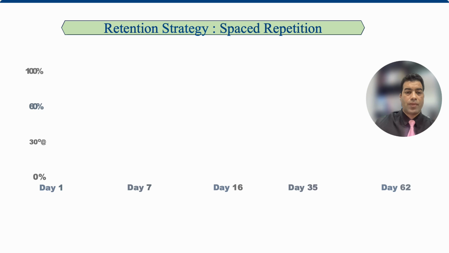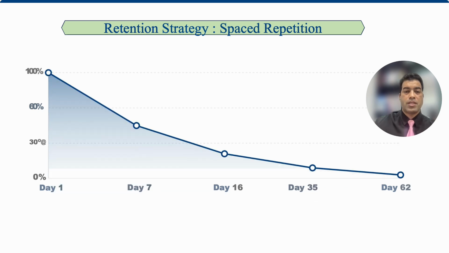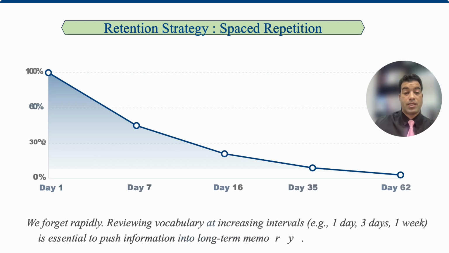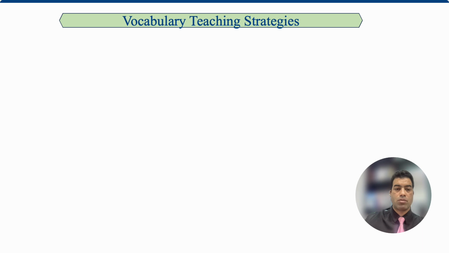According to the research, the retention strategy is spaced repetition, in how many days or months. Normally people forget. For example, when we learn a word 100% in our memory, after 7 days it starts dropping. If we don't revise or repeat, it will not be part of our memory, and we will forget it. We forget rapidly, so reviewing vocabulary at increasing intervals, day 1, 3, is essential to push it from short-term memory to long-term memory. We'll tell you on the next slide how we can make it possible.